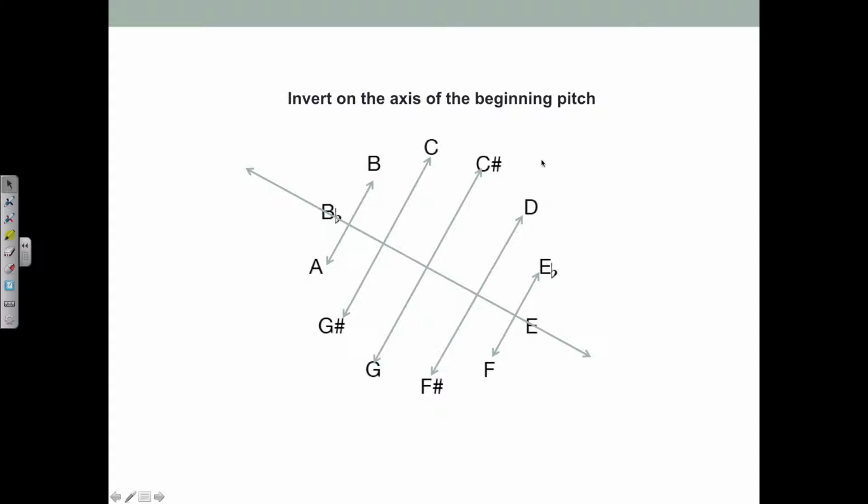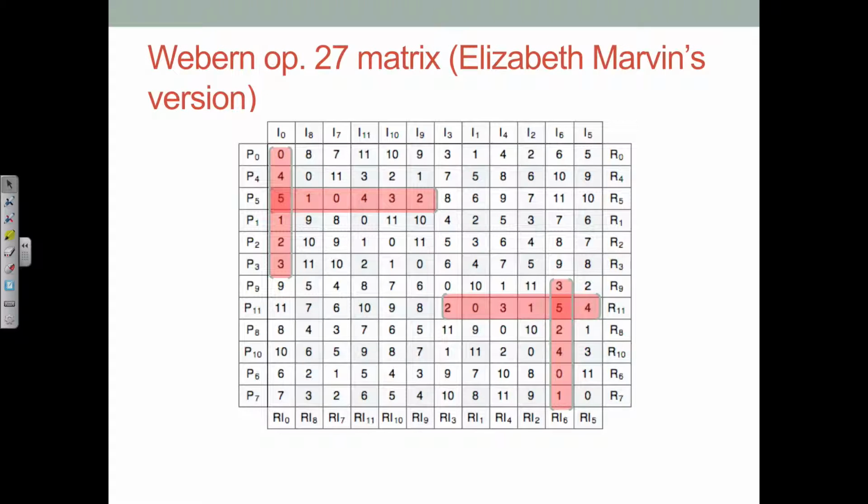So that's how this works. You cannot go wrong with this method. It's a quick and easy way to invert your row. You could certainly do it the old-fashioned way by looking at the interval class between each note, but this is really a nice visual way of thinking about inversion.